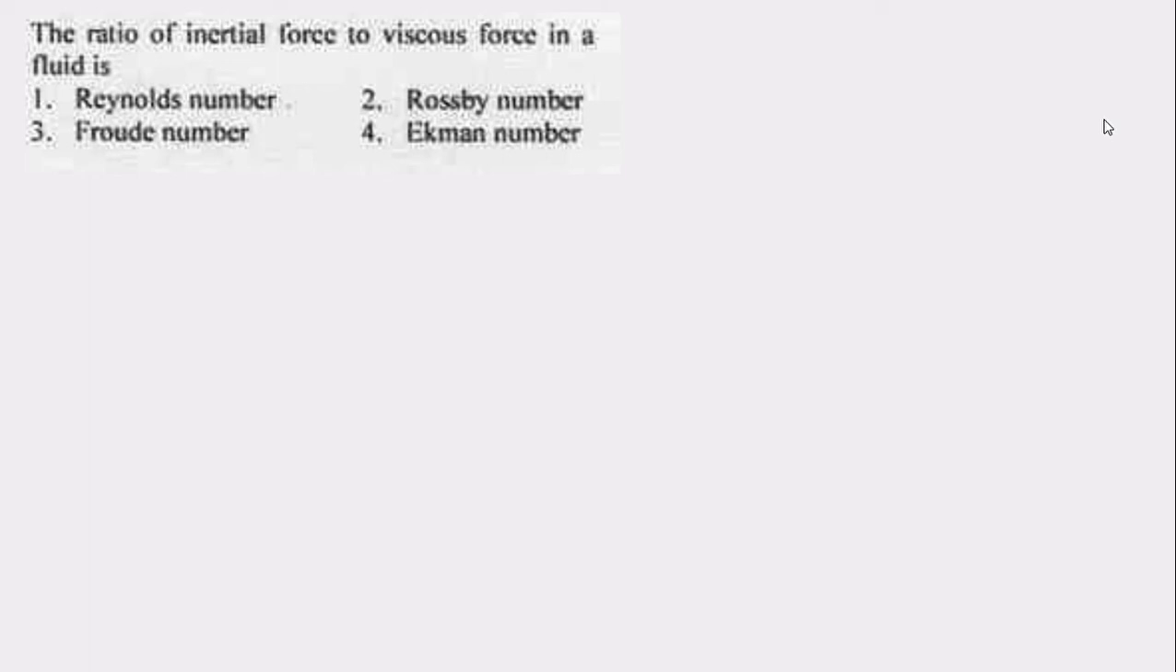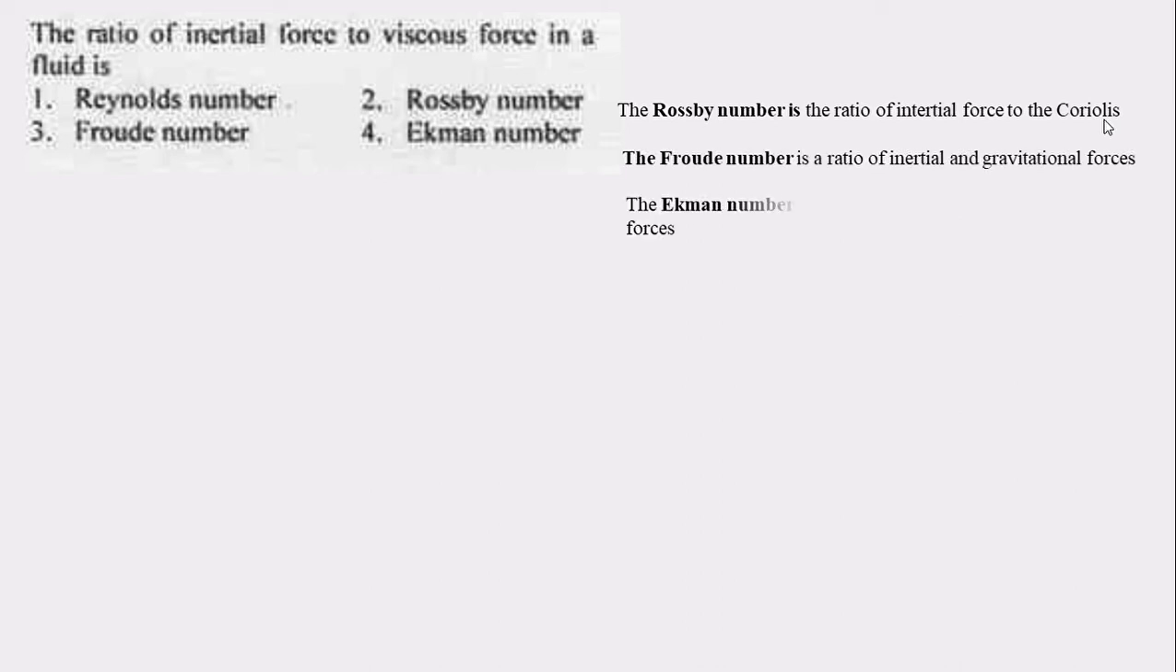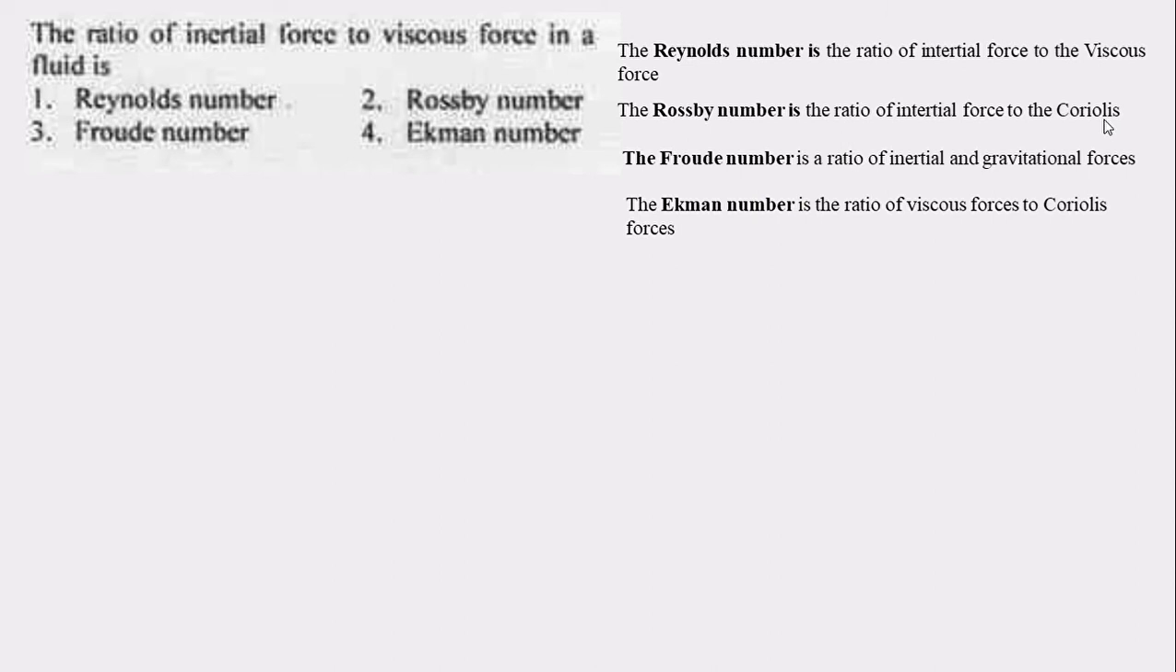Let this question be the example. The Rossby number is the ratio of inertial force and the Coriolis force, and the Froude number is the ratio of inertial and gravitational force, and the Ekman number is the ratio of viscous force and the Coriolis force. And what they are asked is the inertial force and the viscous force. The Reynolds number is the ratio of inertial force to the viscous force. So the answer is Reynolds number.